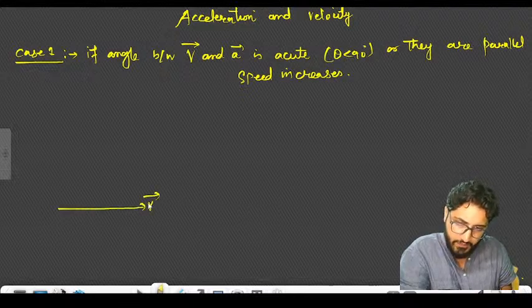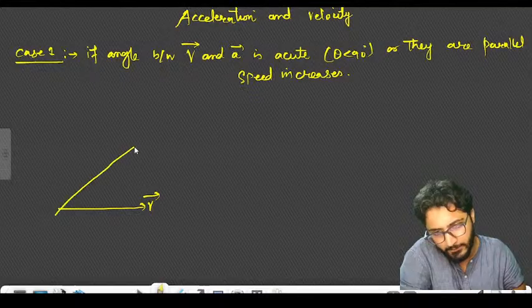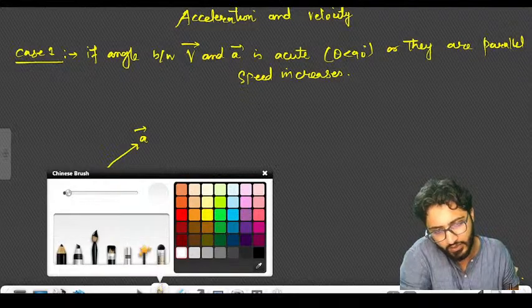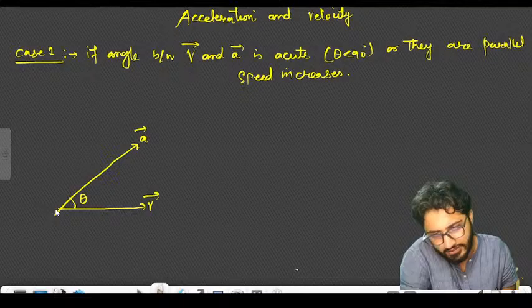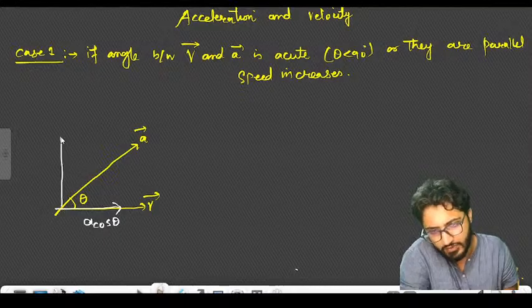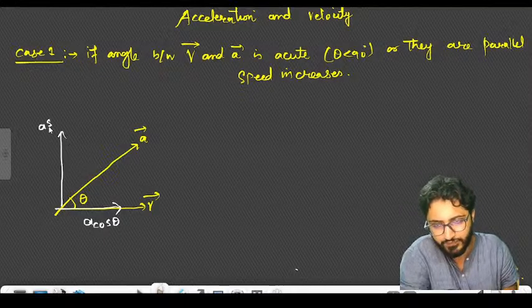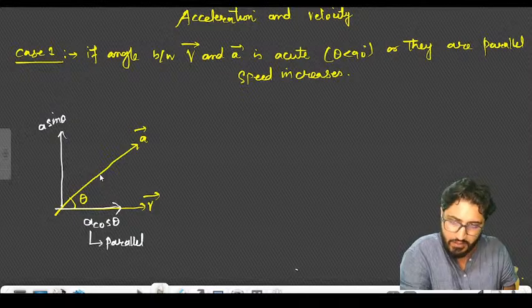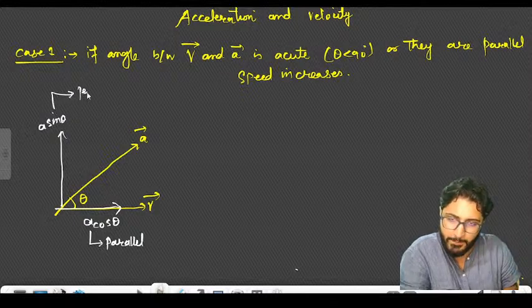My velocity, acceleration. This angle means theta angle. So now what we can do, look now. We can make two components of acceleration. This one will be a cos theta and this one will be a sin theta. This acceleration is the parallel acceleration. This one is perpendicular.